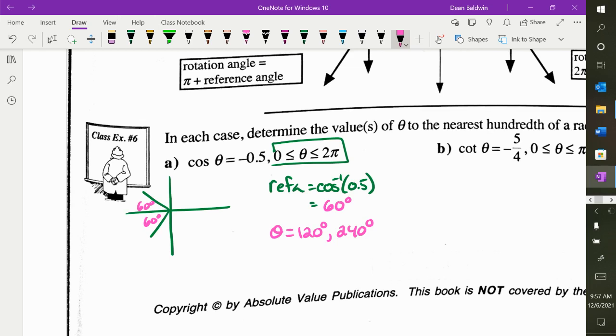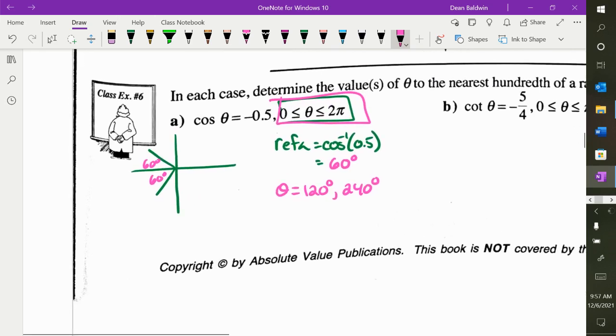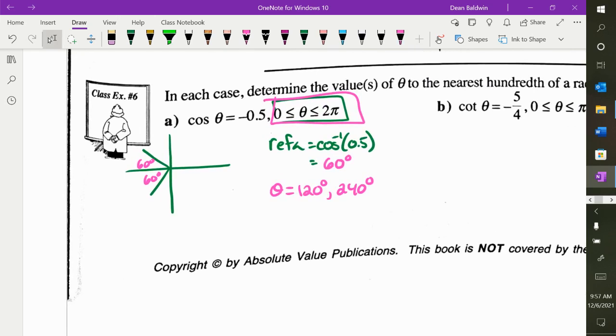Why do you want rads? Because the domain's in rads. All right? So if the domain is in rads, you've got to give me your answer in rads. So, how do you change this to rads?